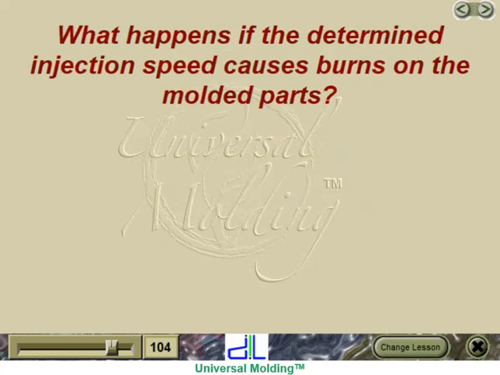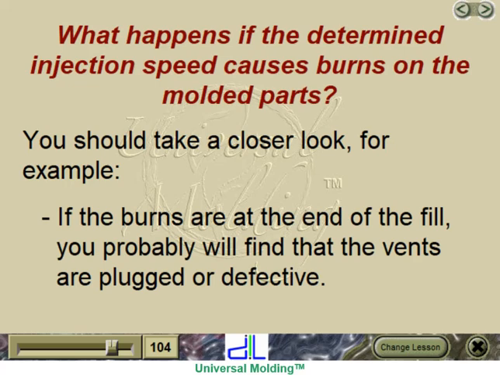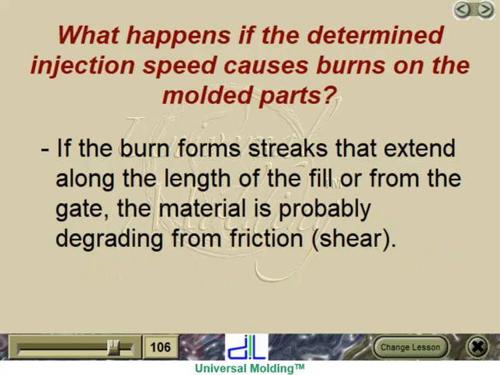What happens if the determined injection speed causes burns on the molded parts? You should take a closer look. For example, if the burns are at the end of the fill, you probably will find that the vents are plugged or defective. If the burns are around the edges or corners, they could be caused by an edge or flash of metal in the mold. If the burn forms streaks that extend along the length of the fill or from the gate, the material is probably degrading from friction or shear, etc.